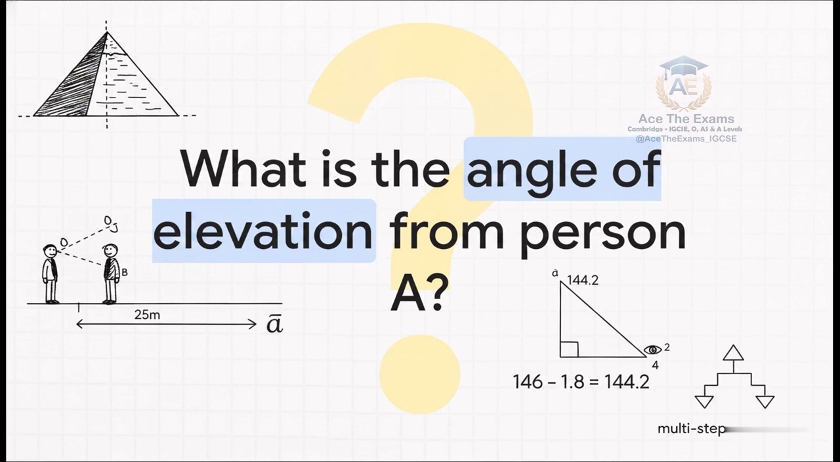Once you have that true working height of 144.2 meters, you use observer B's angle of 12 degrees and the tangent function to find the horizontal distance from B to the center of the pyramid. Then, you simply add the 25-meter distance between A and B to find A's total distance from the center. Finally, use inverse tangent with A's new horizontal distance and the vertical height of 144.2 to find angle theta. It's a multi-step journey, but mapped out triangle by triangle, it is 100% conquerable.